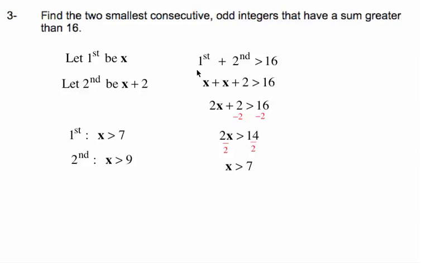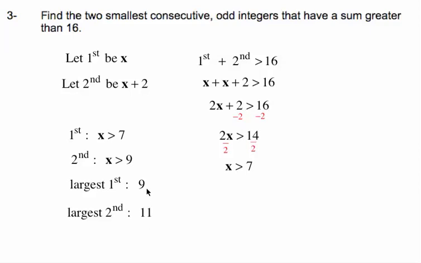And we're looking to find the two smallest consecutive odd numbers. Okay, so 7 and 9 don't work, so they have to be bigger than 7 and 9. If I went to 8, it wouldn't be odd, so I have to go up to 9. So we're talking about 9 and 11. Okay, so the first integer is 9, the second integer is 11.